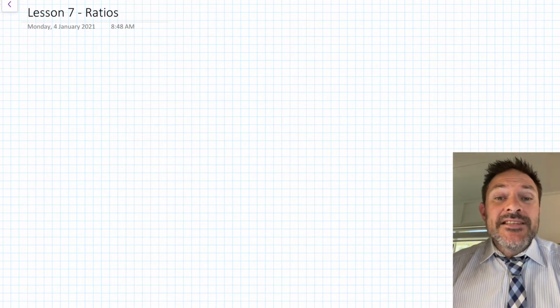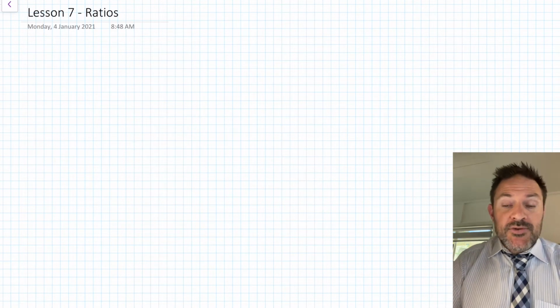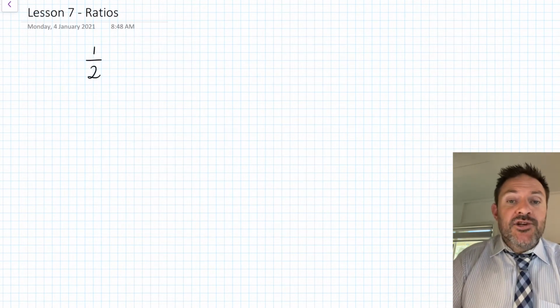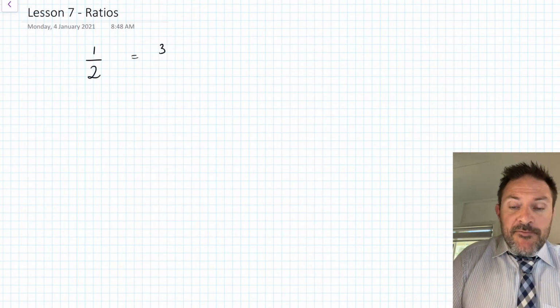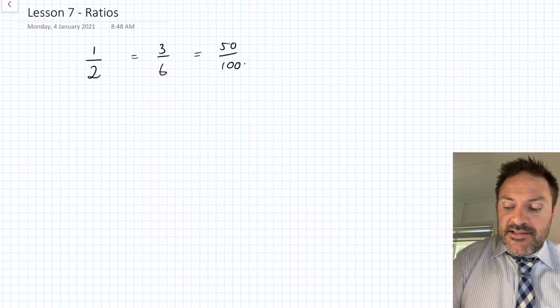Well, a ratio is very similar to a fraction. For example, a fraction will compare two things. So for example, we have a fraction of a half, which would be the same as a fraction of 3/6, which would be the same as 50 over 100, etc.